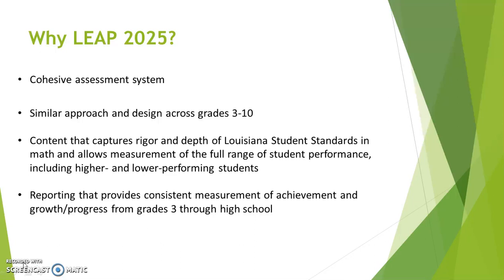Why LEAP 2025? LEAP 2025 creates a cohesive assessment system, grades 3 through high school, with a similar approach and design across grades 3 through 10. The content captures the rigor and depth of the Louisiana student standards and allows measurement of the full range of student performance, including higher and lower performing students. It has reporting that provides consistent measurement of achievement and growth and progress from grades 3 through high school.